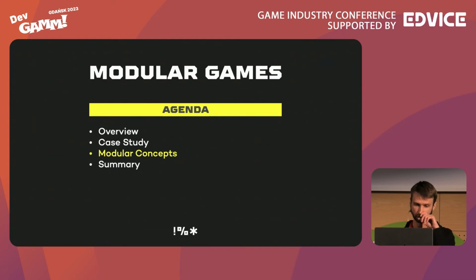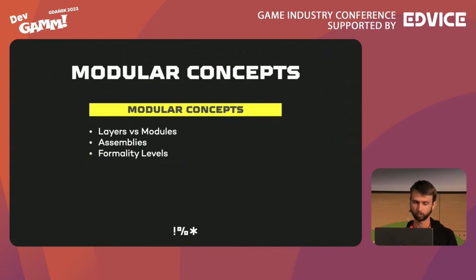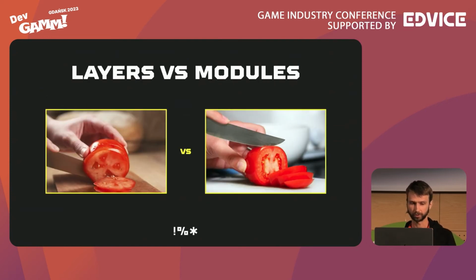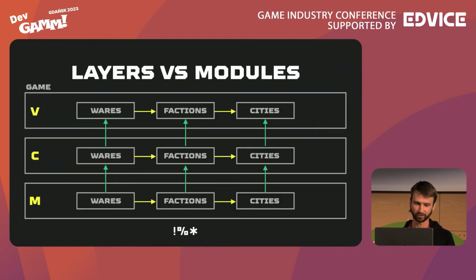Okay, the last part that I would like to talk about is some modular concepts that don't fit the case study, but are also really important. So I would like to say a few words about them. So let's start with layers and modules. Basically, it's kind of this dilemma: how do you slice the tomato? Well, in a game architecture, it's kind of both. We can do both together, and we have benefits from both, from separation of concerns.